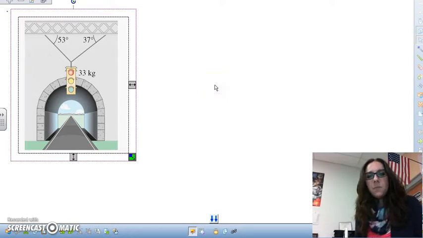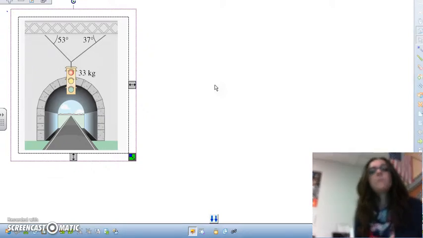I want to solve a few problems here. The first problem I have is a pretty classic problem. I think everyone knows the traffic light problem in physics. And with this problem, I'm going to figure out the tension in each of the ropes.